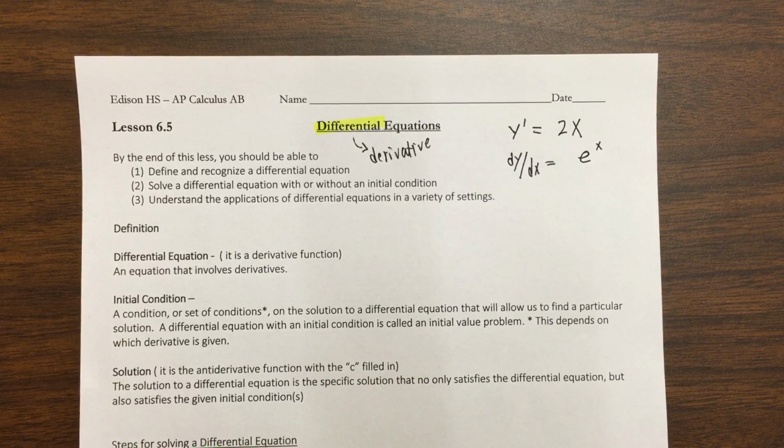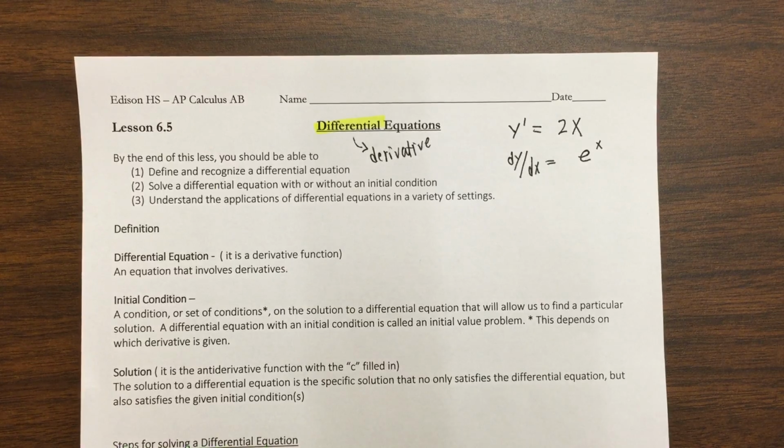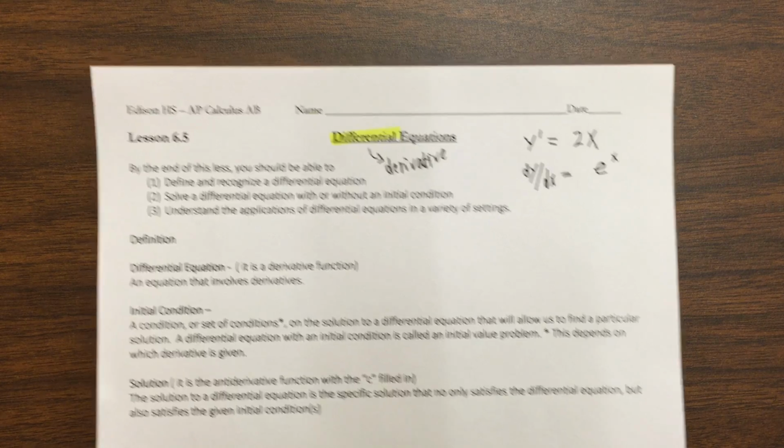So it is kind of like finding the antiderivative, but the only difference in this lesson is that we get to find out what c is. Before this lesson, we found the antiderivative of a derivative function, but we always had that plus c. So in this lesson, we get to fill in what that plus c is. Okay? All right, so let's get started.